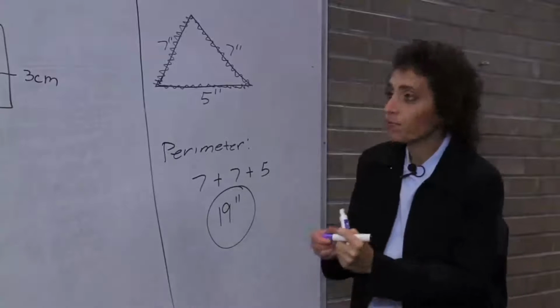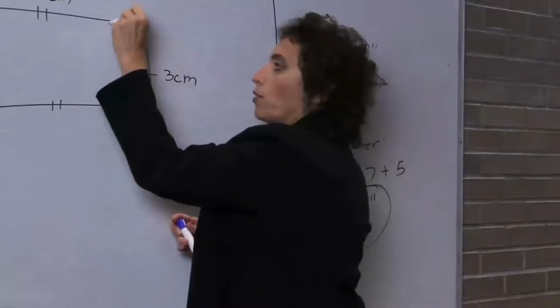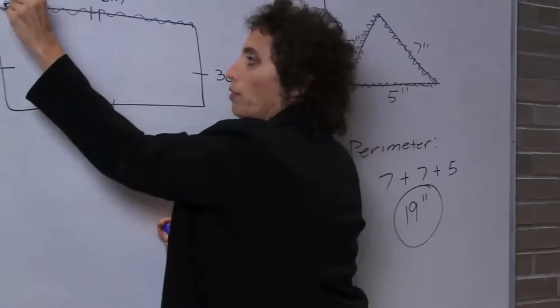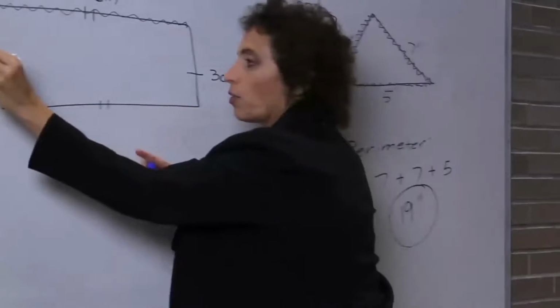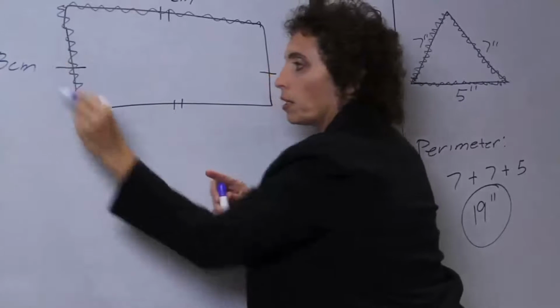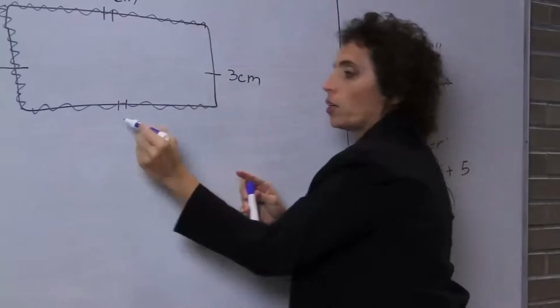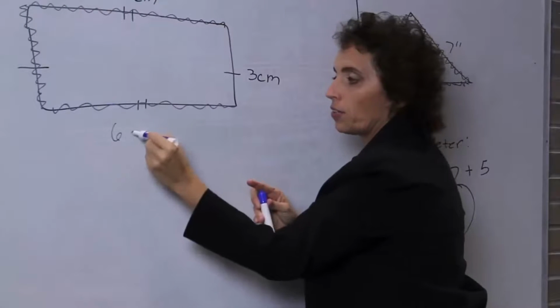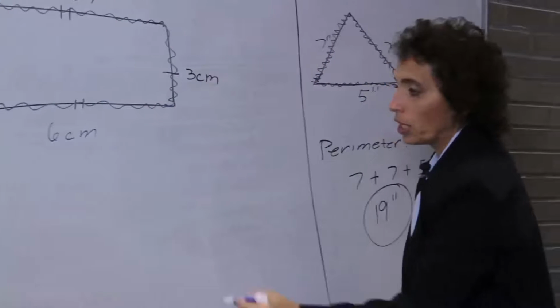And again, we're going to walk around the figure. If we walk around the figure, we need this side, which we have. We need this side, which I think we have, because if this is 3, this is also 3. And we need this side, which we also have, because if that's 6, then this is 6. And then, of course, we need this side. So we have all the sides.